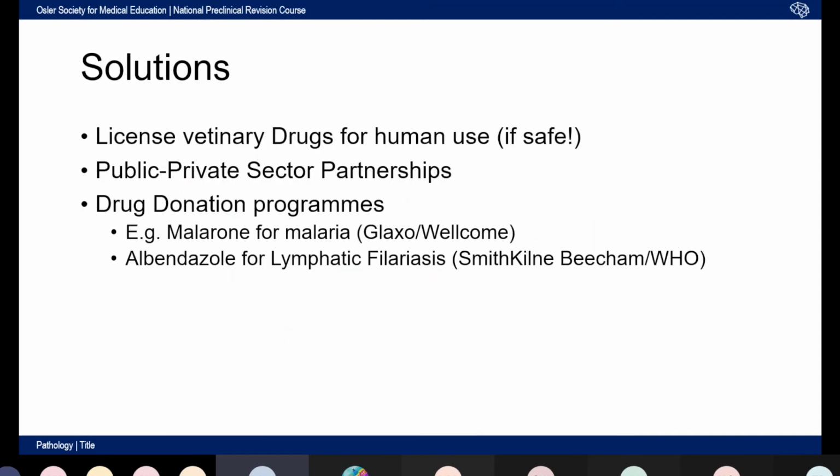Some solutions to the problems: we could license veterinary drugs for human use, so we have drugs that can treat the disease in animals and they would be safe for humans. That can make it quite cheap to get the drugs for humans. Public-private sector partnerships to encourage investments in making drugs for these diseases. And then also drug donation programs can help, so when drugs are donated to the people that need them to treat the diseases. So there are a couple of examples of drugs for parasites that have been donated in schemes.